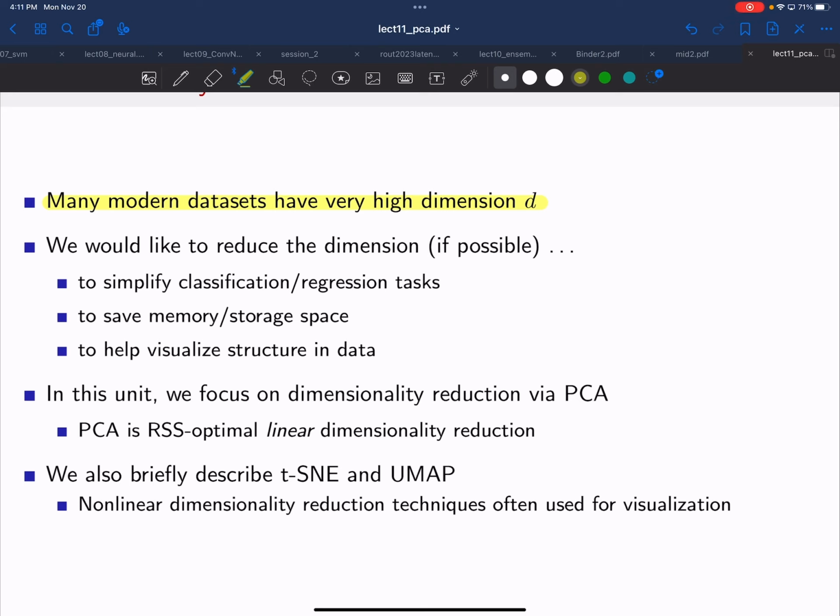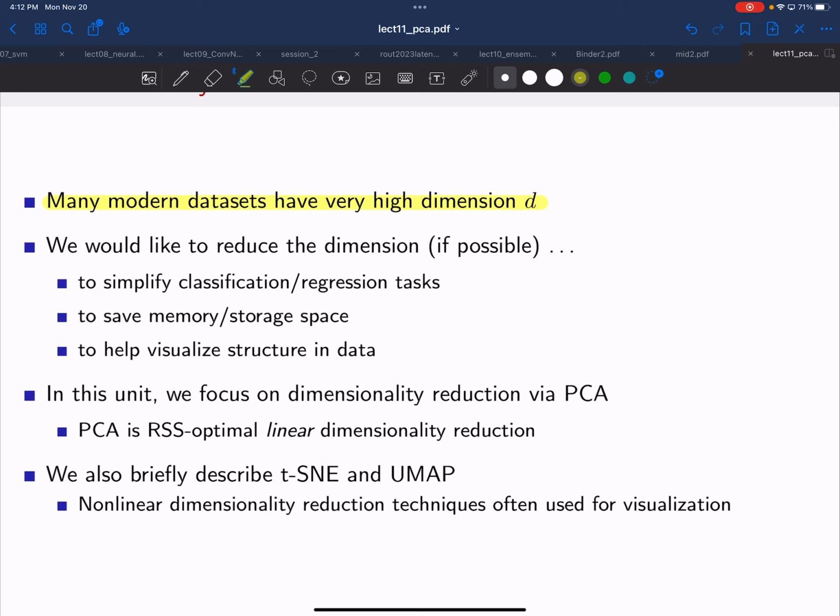Sometimes we just want to save memory or storage space. So like we have a large database of images, we want to compress those images. We're familiar with other ways to do that, like JPEG, things like that. Yet a third example is if you want to visualize structure in data. When the data is very high dimensional, it's very difficult to visualize it. Humans, we can only see things in 1, 2, and 3 dimensions. So by reducing the dimensionality of the data, we could possibly visualize it if we got it down to 2 or 3 dimensions.